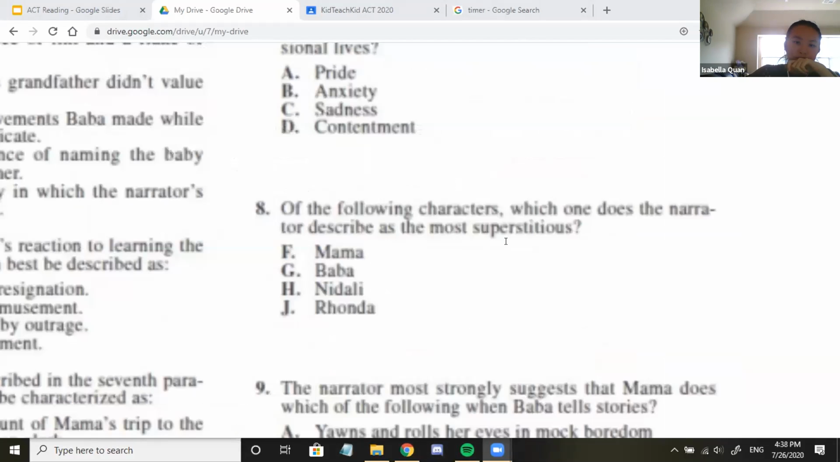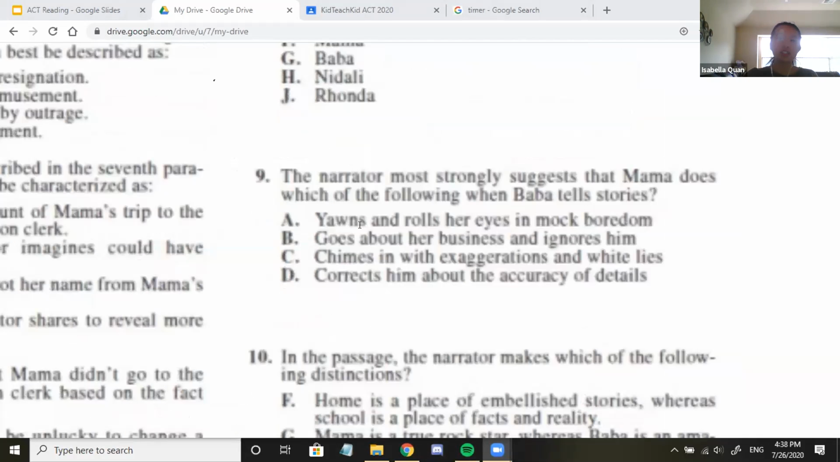So it's gonna be Mom. Answer is F. Number 9. What does the mom? So this is something that's never actually mentioned directly, but yeah, SAT is definitely harder.